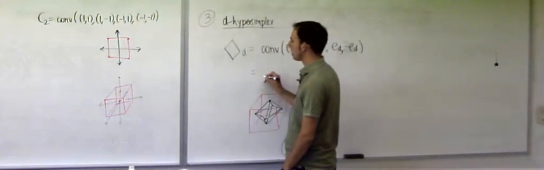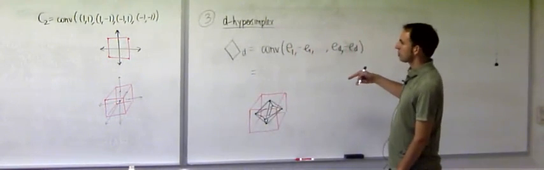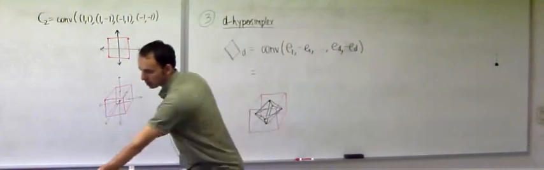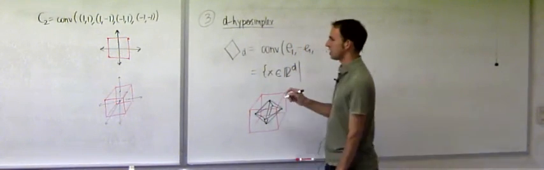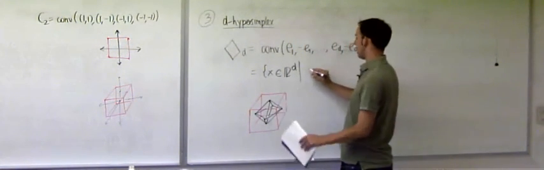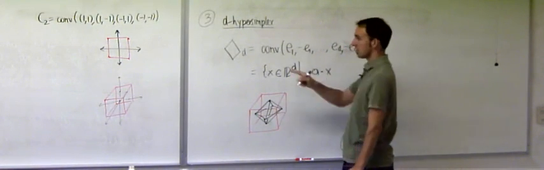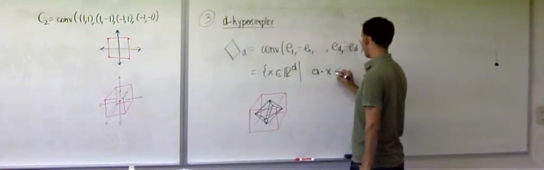Okay? So these are the vertices, but I can also tell you what the inequalities are. Okay? And the inequalities are given by all the points in R^d such that the dot product of x with any of those vectors should be less than or equal to 1.